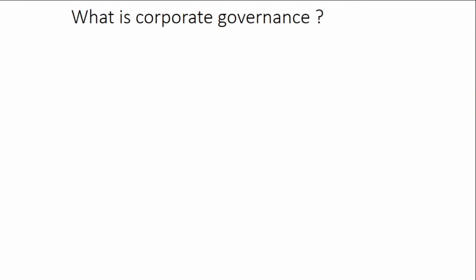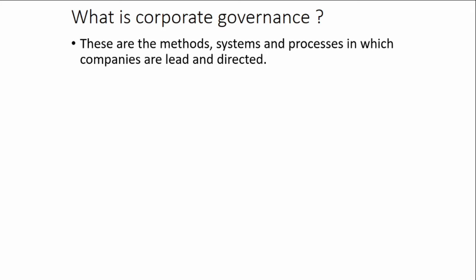So when we talk about corporate governance, what are we talking about? Corporate governance is the way in which a company acts. Which company, you may ask? All companies. It is the way in which a company's management acts and the way in which the company interacts with its environment.